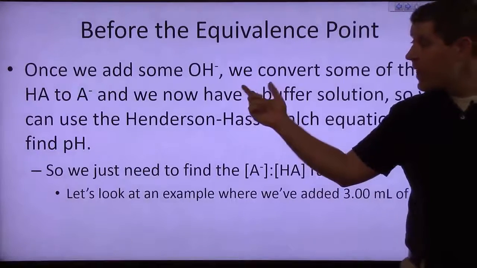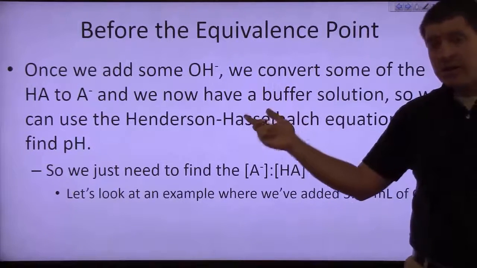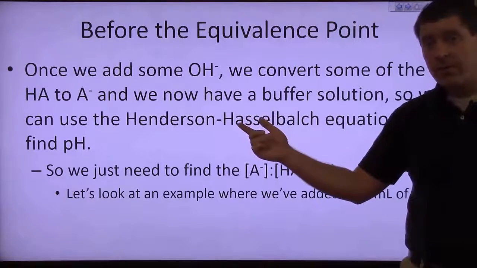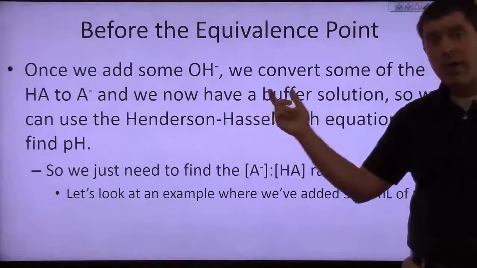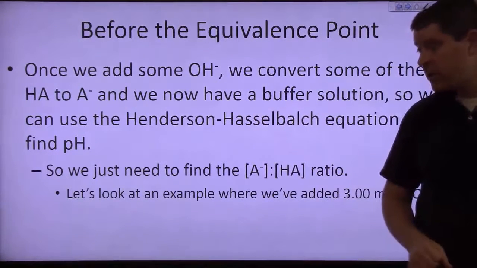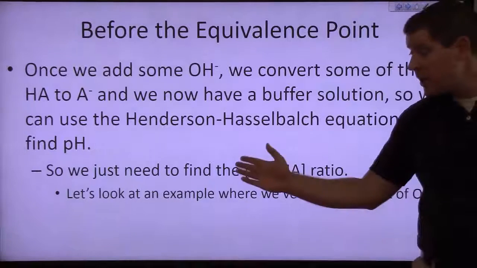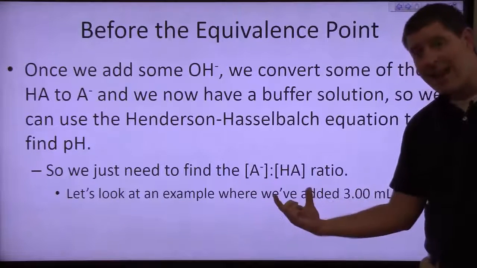Now, once we add some of our hydroxide ions, then we have converted some of our HA into A minus, that is, we've deprotonated some of our acid, and we now have a buffer solution because we have a weak acid and we have its conjugate weak base. And this means that then we can use the Henderson-Hasselbalch equation in order to find the pH. And this means that we just need to find the ratio between the base concentration and the acid concentration.